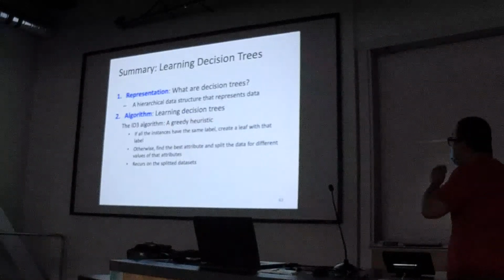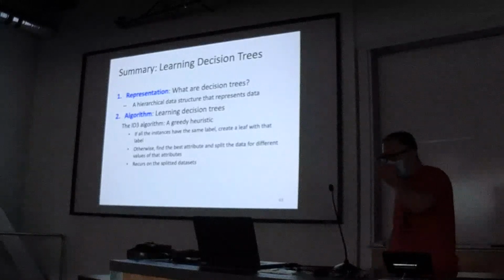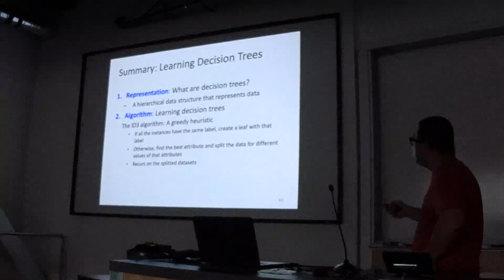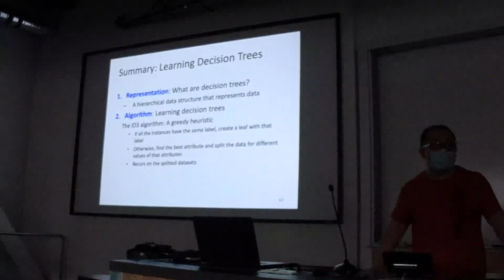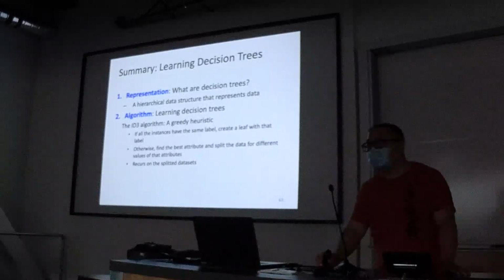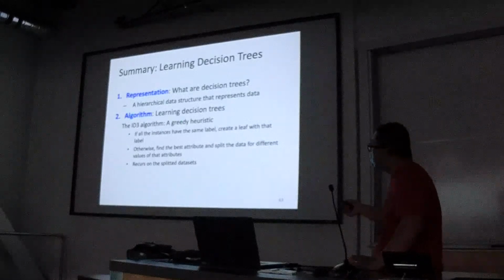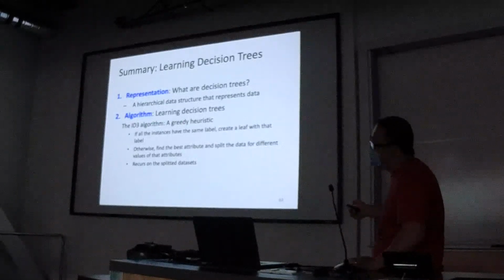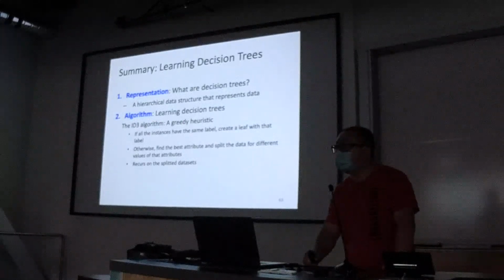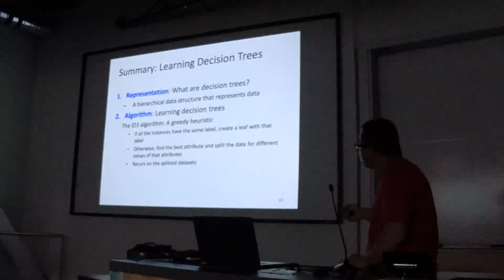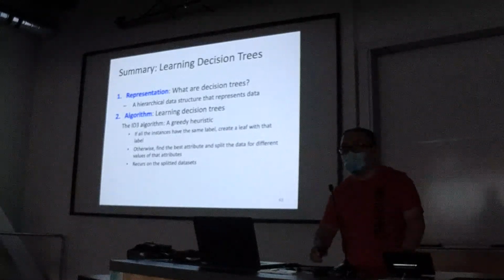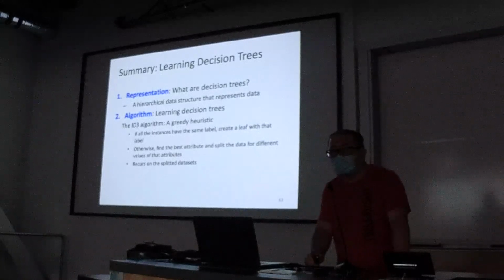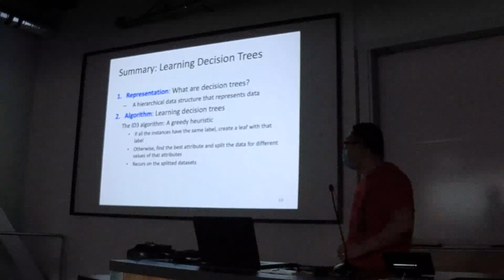Okay, great. So to summarize our learning of decision tree learning, first we need to be clear: a decision tree is essentially a data representation. It's a hierarchical representation of the data. That's it. And our ID3 algorithm, in essence, is a greedy heuristic, and we just recursively call itself to partition the data set until we reach the leaf node. That's it. Okay.